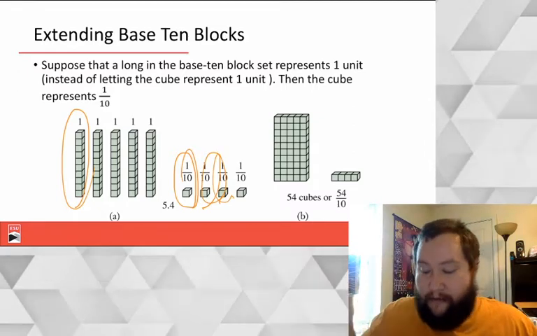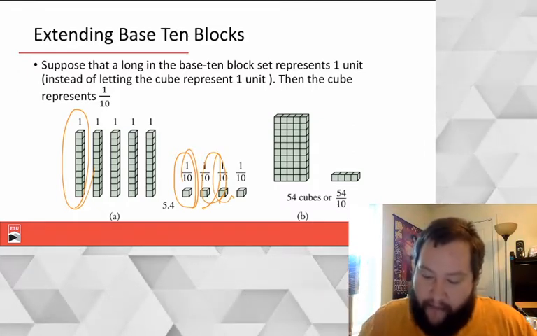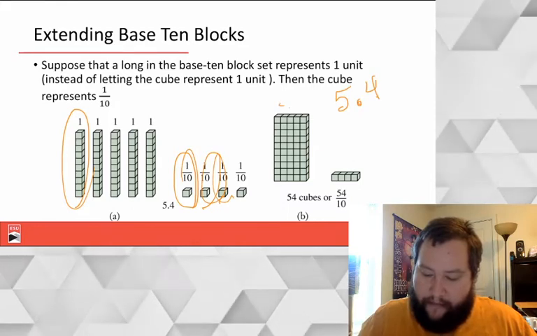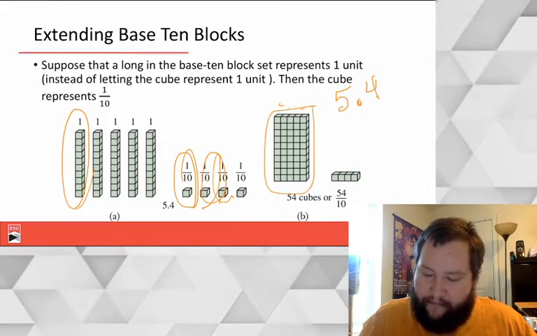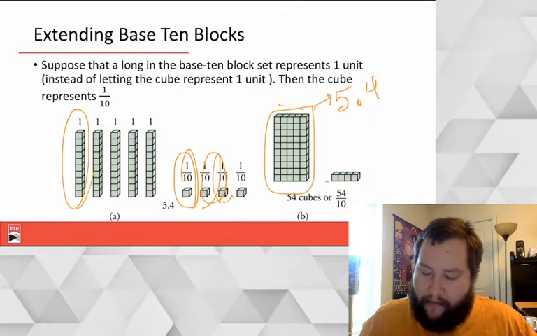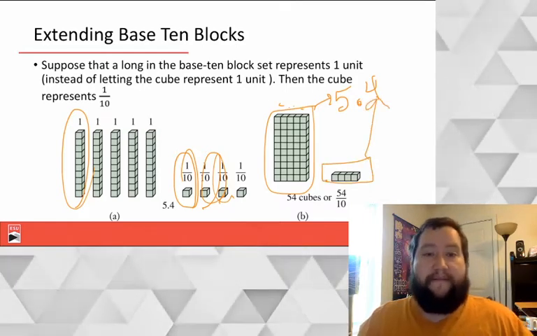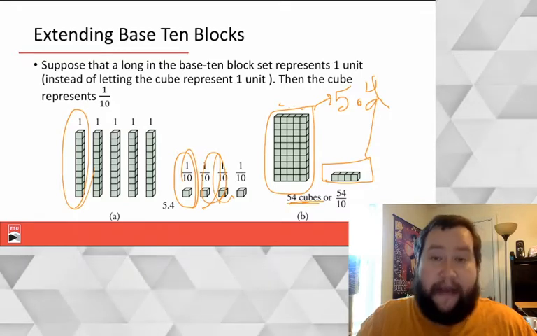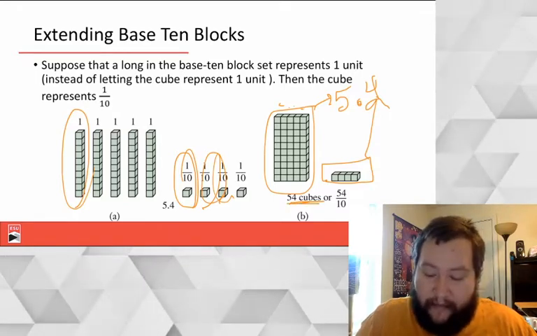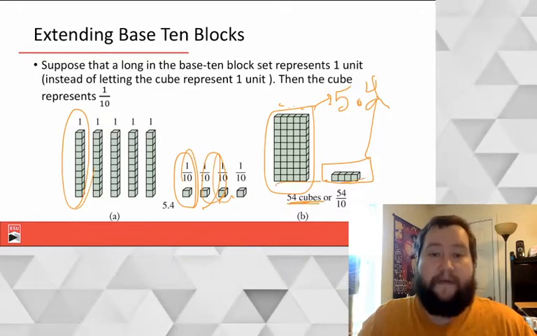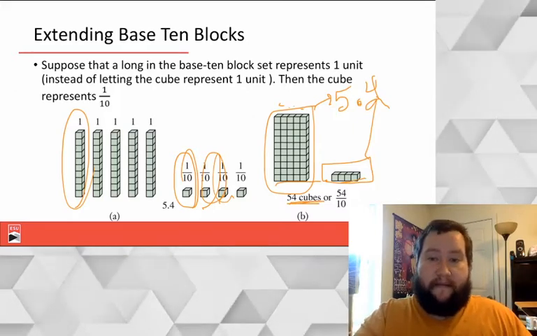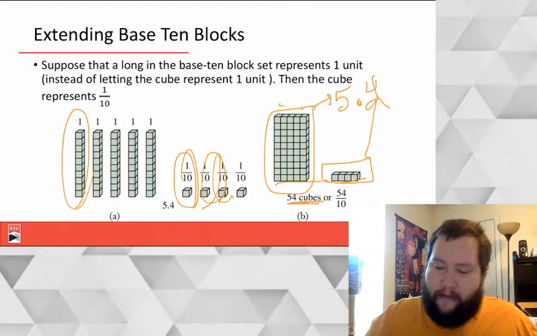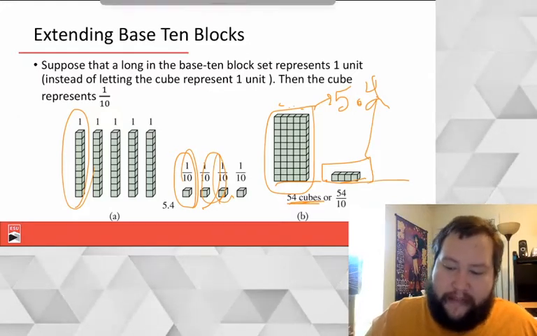And so if we wanted to represent 5.4, we would have 1, 2, 3, 4, 5 longs, and 1, 2, 3, 4 tenths. And so you can see how they're already starting to make this connection: you could look at it as 5.4, or we could look at it as 54 cubes, or 54 tenths. So we have options in how we choose to represent.